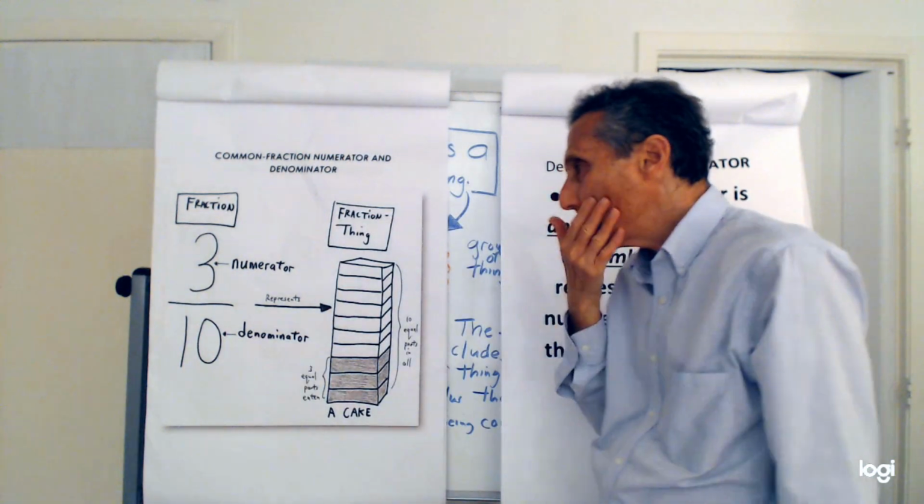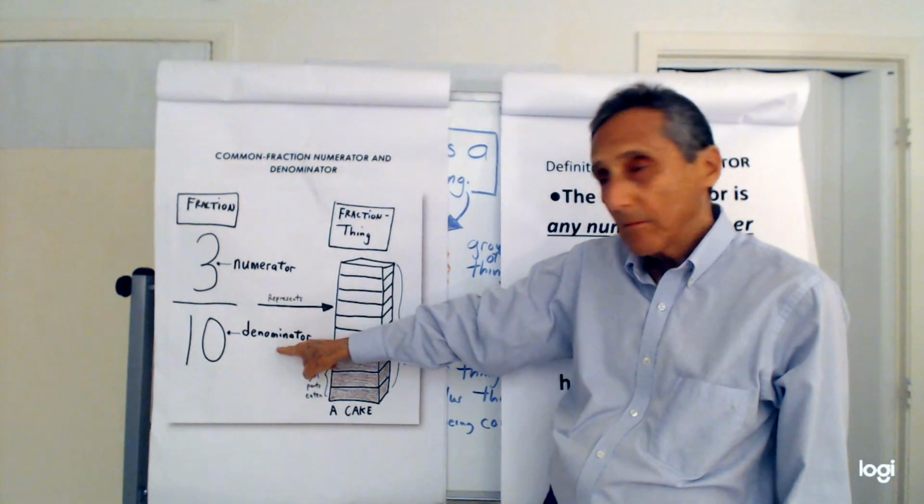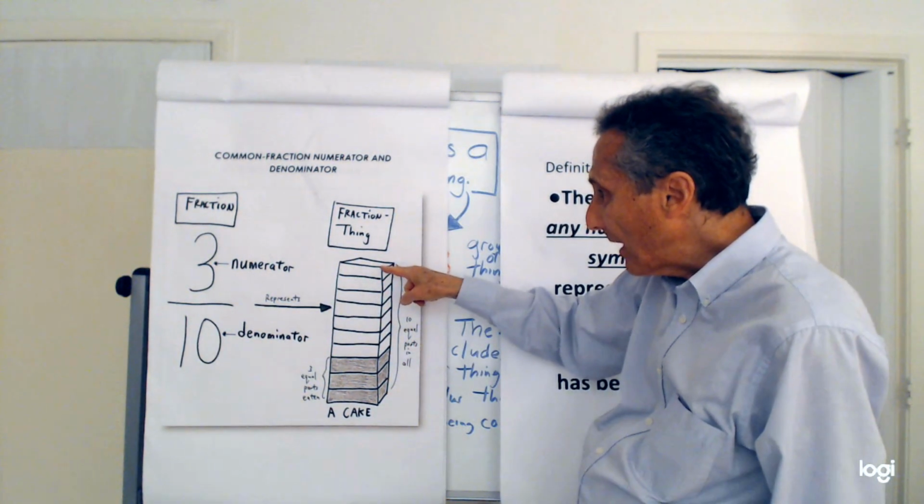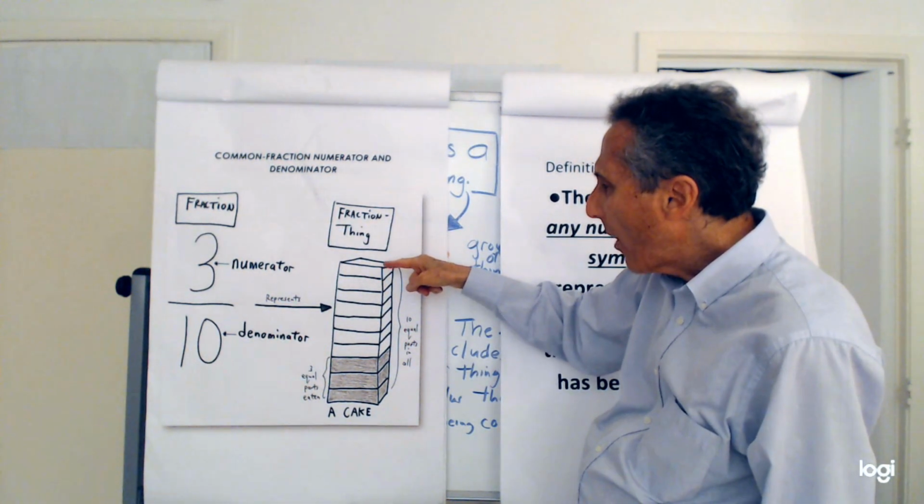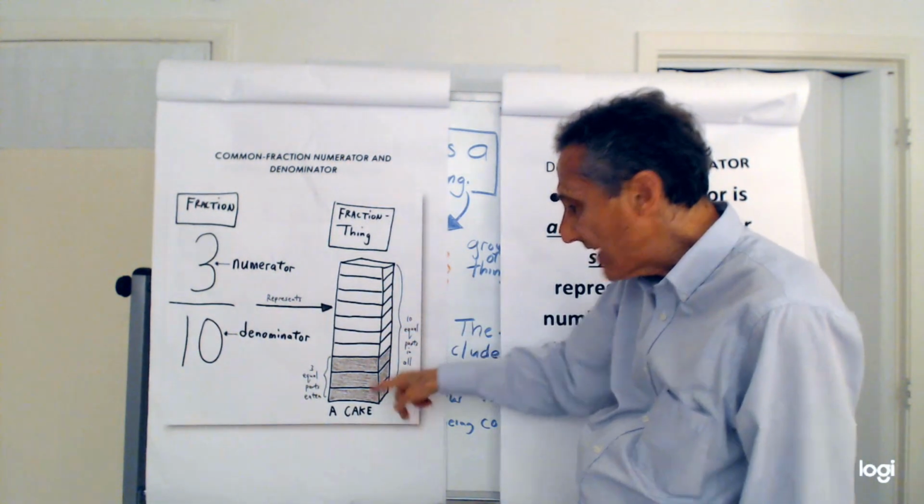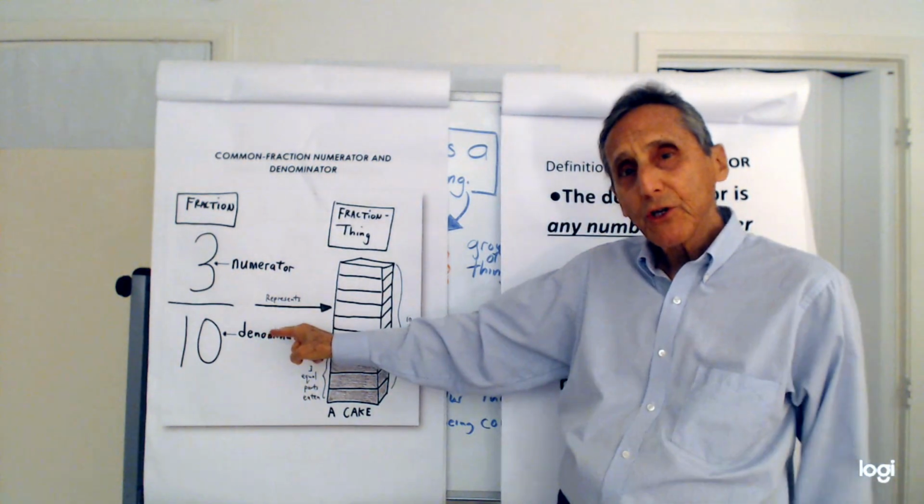Picture time. Okay. Denominator. See? The cake, the fraction thing, has been separated into, oh, here we have 10. 1, 2, 3, 4, 5, 6, 7, 8, 9, 10. 10 equal parts. That's what the denominator is showing.